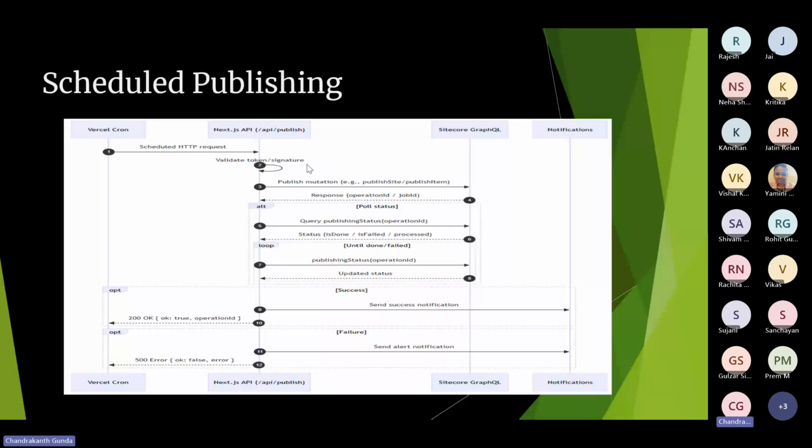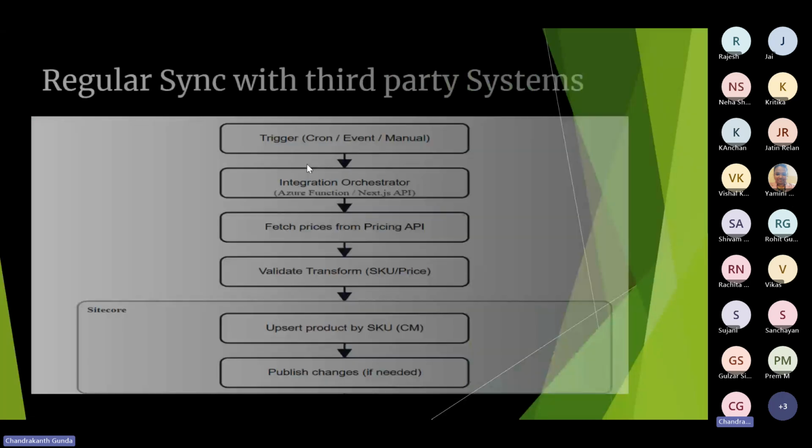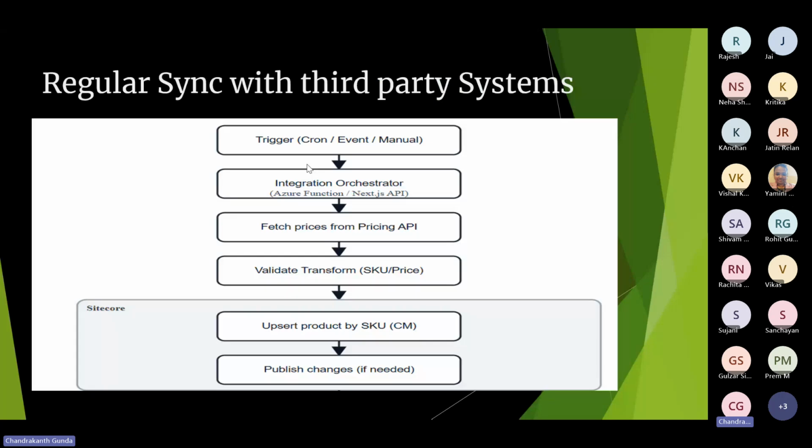The other use case could be if I have pricing data on a third-party system that needs to be updated on Sitecore. So we'll set up a sync mechanism from the third-party pricing API, and using the update item mutation or add item version mutation, we can update it in Sitecore.